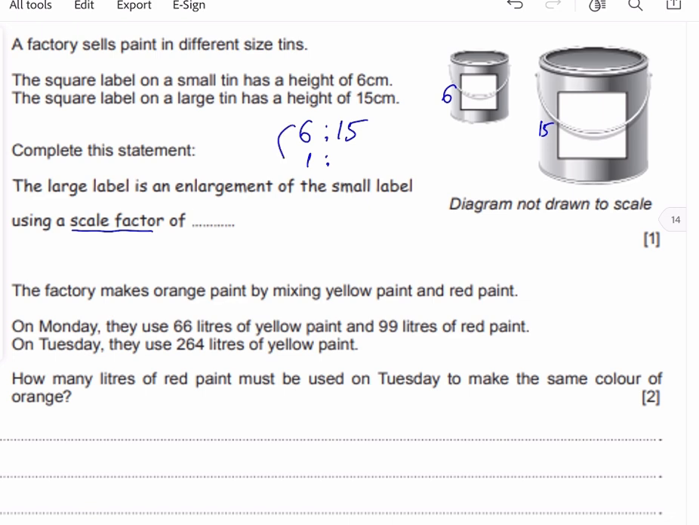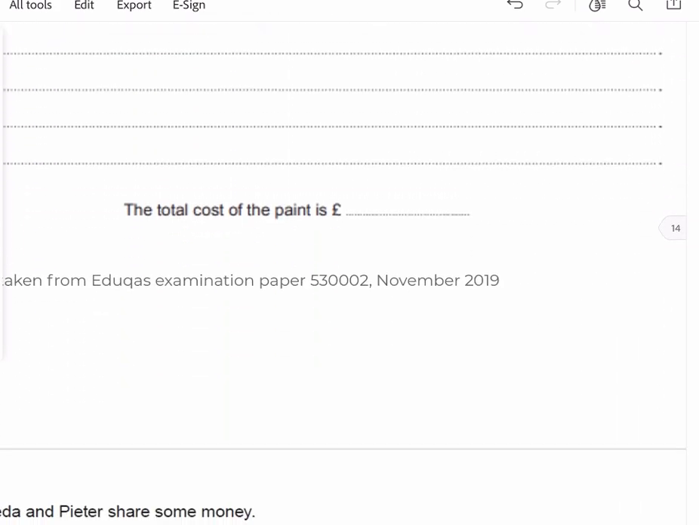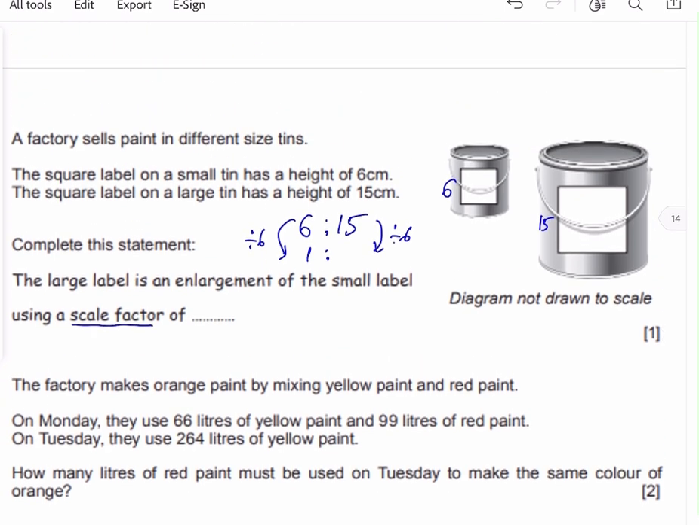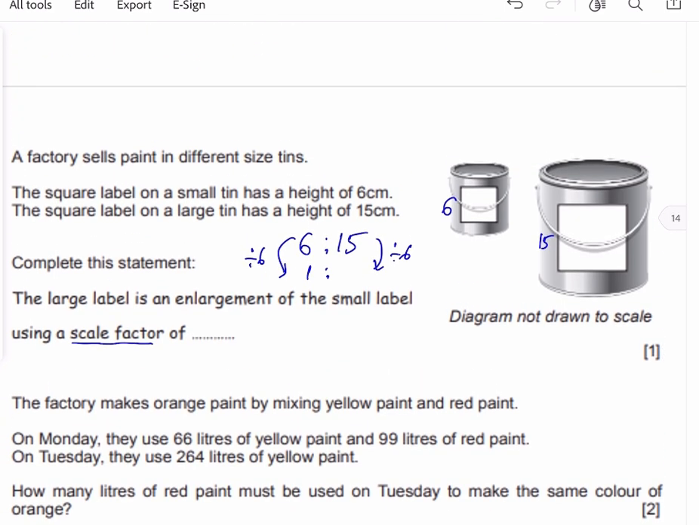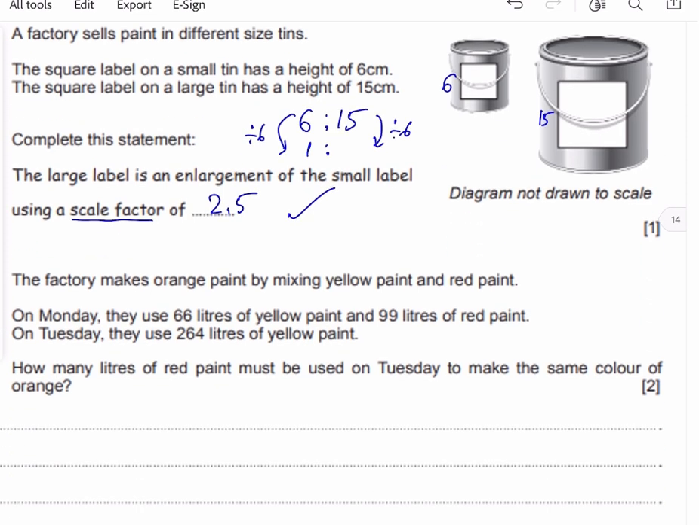So when we do scale factor, we need to change the ratios into 1 to n form. So for this, we're going to divide each number by 6. We can use the calculator. Let's divide each number by 6. That gives you 1, and 15 divided by 6 will give you 2.5 on the calculator. So that means the bigger label is 2.5 times bigger than the height of the smaller one. Let's look at the next question.